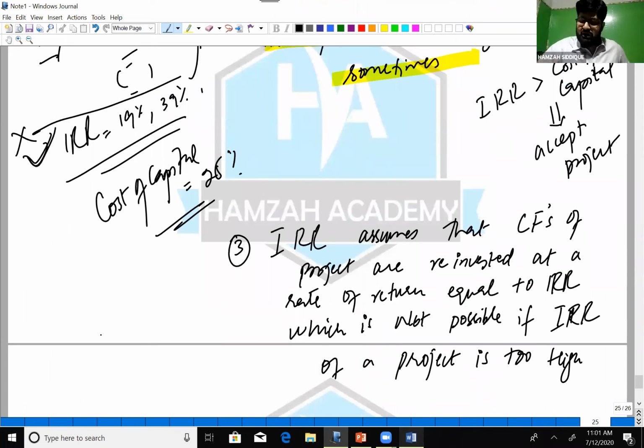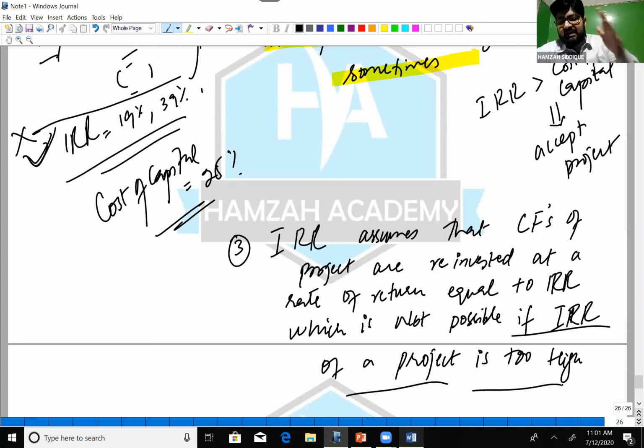When it becomes wrong, if IRR of a project is too high, we may not find a similar project to invest those same cash flow at the same rate. Is this point clear?